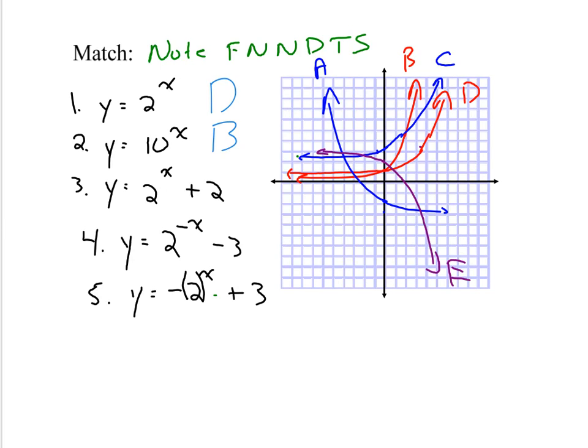Okay, 3 would be the exact same thing as number 1, but the whole thing was raised 2 units up, so that is equation C. Notice that in number 4 now, we have a negative exponent, and the whole thing is moved down 3, so that's going to be function A. And the last one, we have an A of negative 1, so our graph gets flipped over. It's also raised 3, so that would be E. It's an upside down exponential curve. Okay?